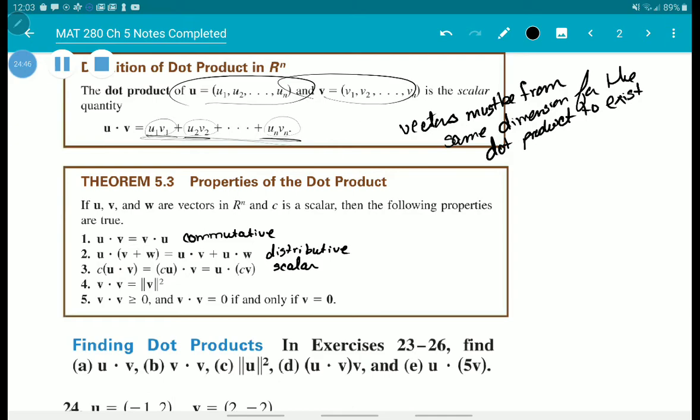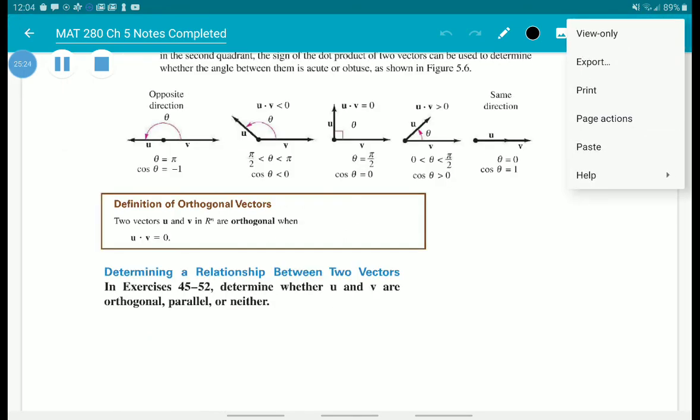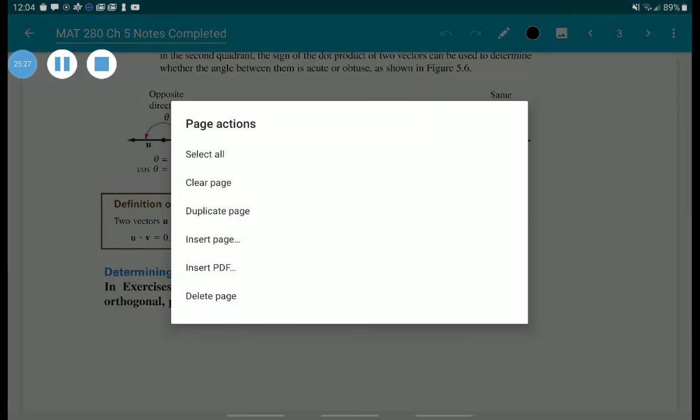And then 4, if I take v dot v, that's the same thing as the square of the magnitude. I'll get the same value either way. So a lot of formulas in this chapter, we could see them written this way or this way. And then v dot v is always going to be greater than or equal to 0. If I take a vector and I dot it with itself, I'm going to get a whole bunch of things that I'm squaring. And the only way it can be equal to 0 is if we're starting with the 0 vector. So I want to go through and prove some of these just so you can see what they're talking about a little bit better.